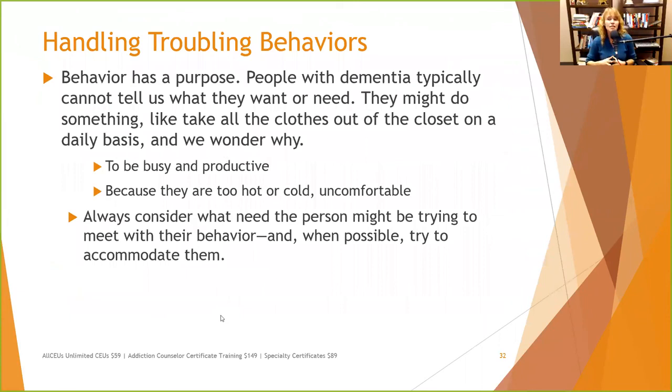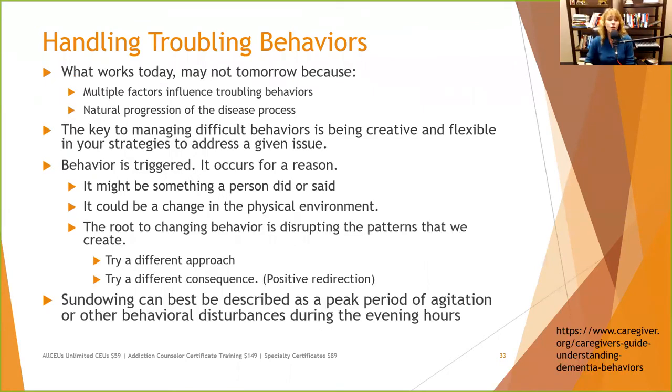Behavior has a purpose. People with dementia typically cannot tell us what they want or need. They may do something like take all the clothes out of the closet on a daily basis, and we wonder why. We talked about that earlier. Always consider what the need the person might be trying to meet with their behavior, and when possible, try to accommodate them. If they're bored, try to help them find something else to do. If they want to sit in front of the sun, try to help them find a sunny window instead of continually walking outside.